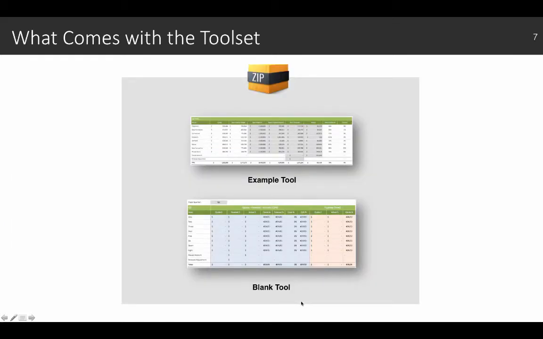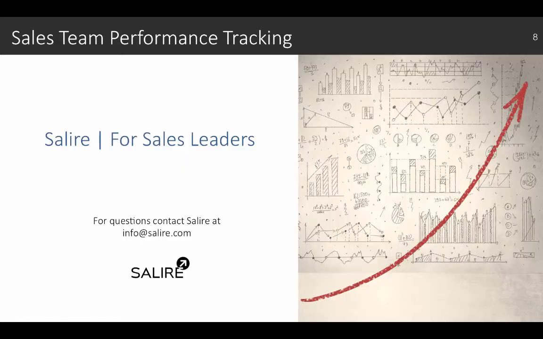When you buy this tool, it'll come with two pieces. It'll come with an example tool with dummy data in it to show you how this should look. And then, of course, it comes with a blank tool. So that's the overview of the Sales Team Performance Tracking tool.